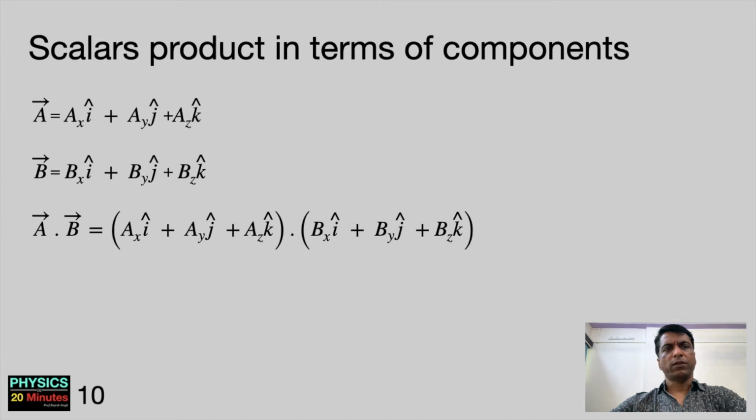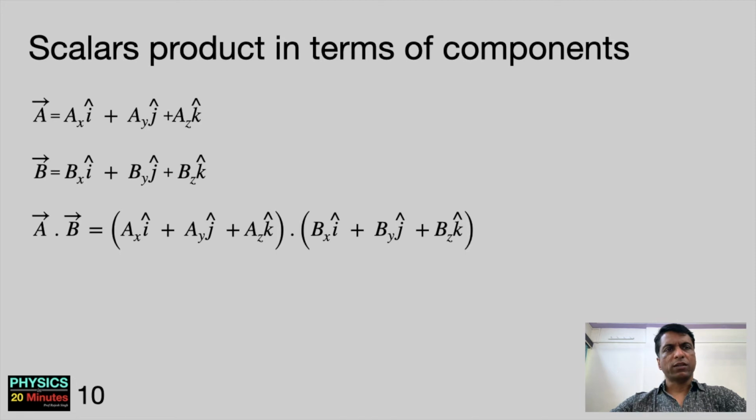So a dot b will be written as ax i cap plus ay j cap plus az k cap dot bx i cap plus by j cap plus bz k cap. So when you open the bracket, you have to extend the dot products over all the components. Remember, ax, ay, az, bx, by, bz are scalars and they will multiply according to the rules of scalar algebra.